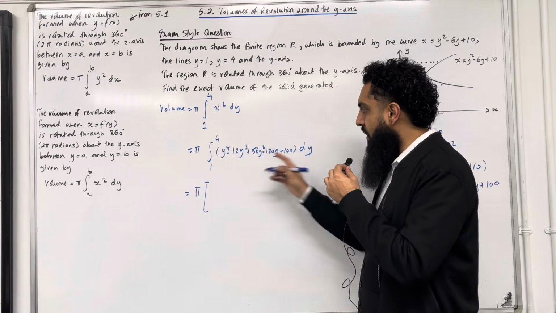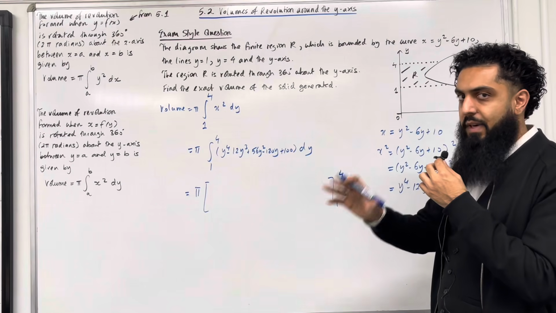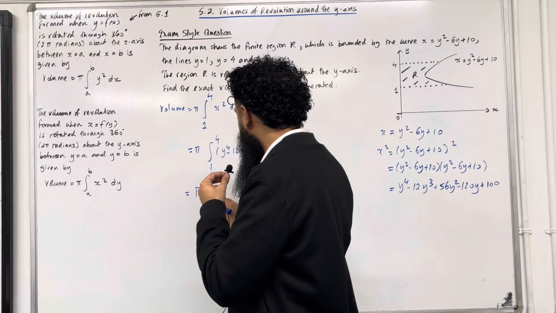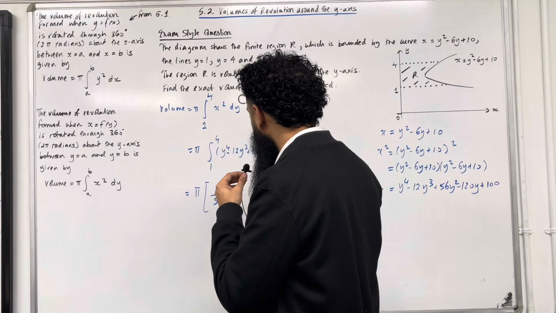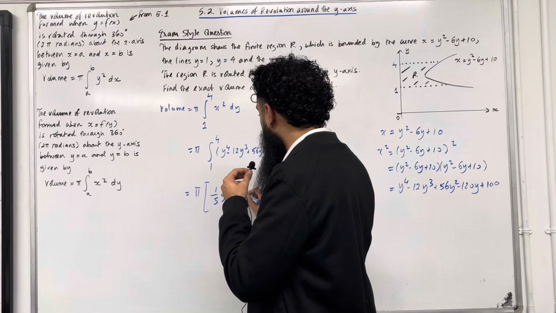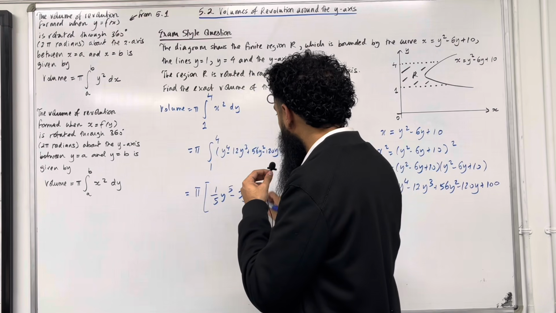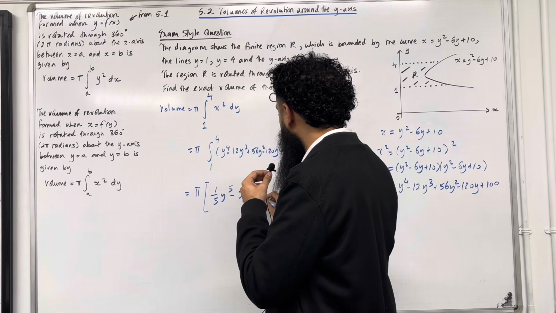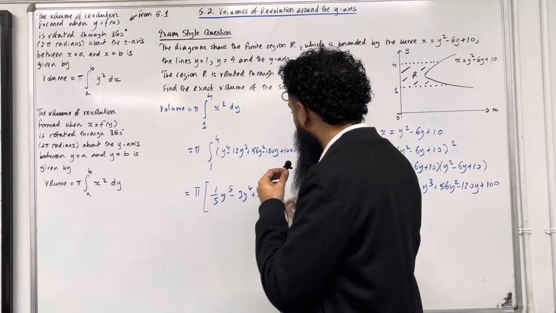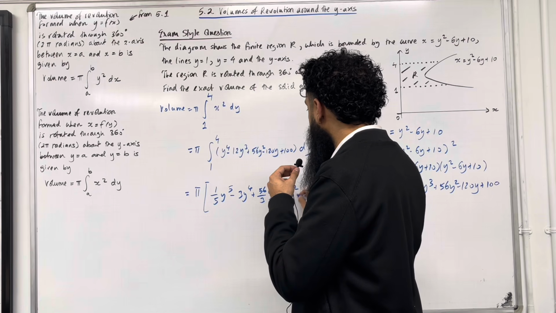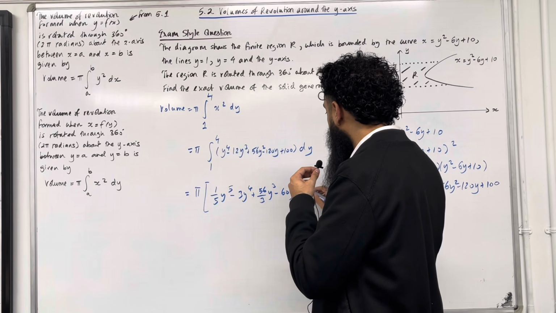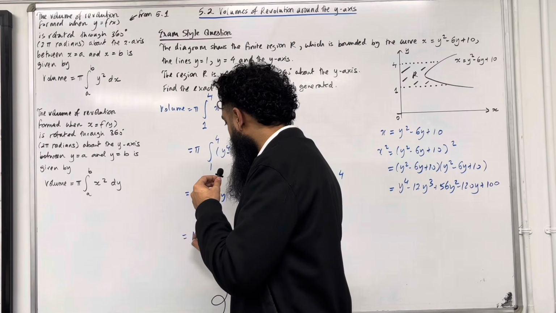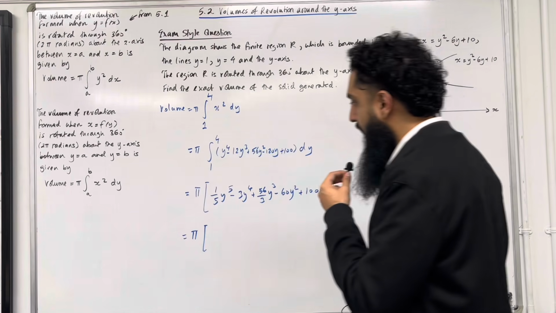So now I need to integrate term by term. Add 1 to the power, divide by the new power. So the first term integrates to 1 over 5 y to the power 5. Second term integrates to minus 3y to the power 4. The next term integrates to plus 56 over 3 y to the power 3. And then we've got minus 60y squared. And finally, plus 100y, equal to pi multiplied by open square bracket.